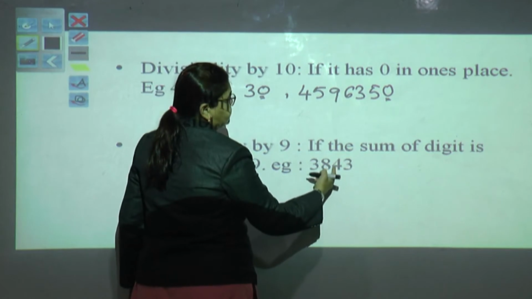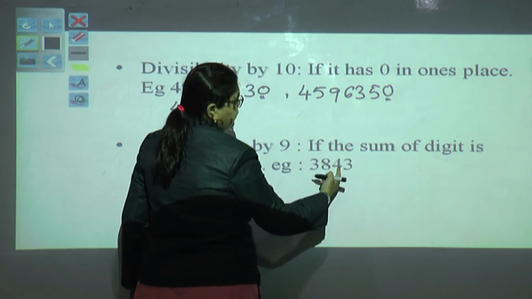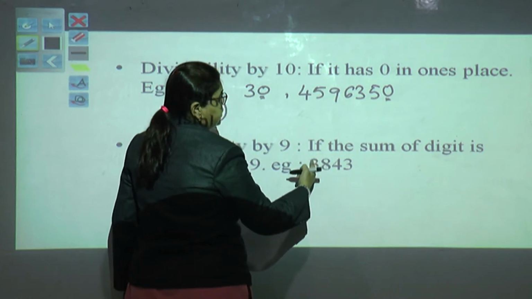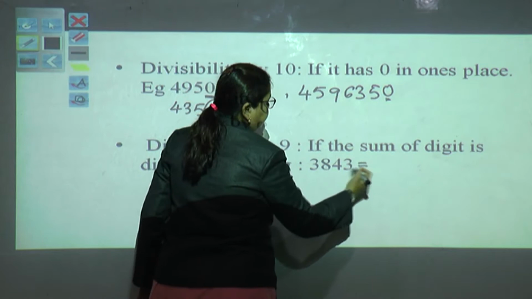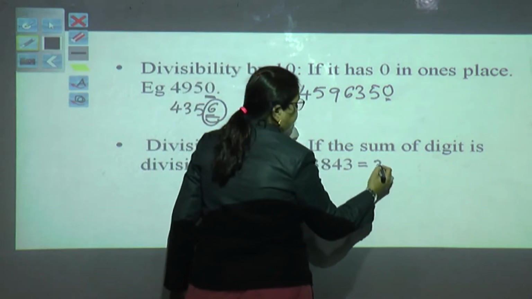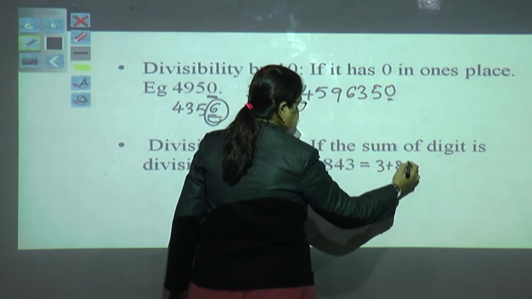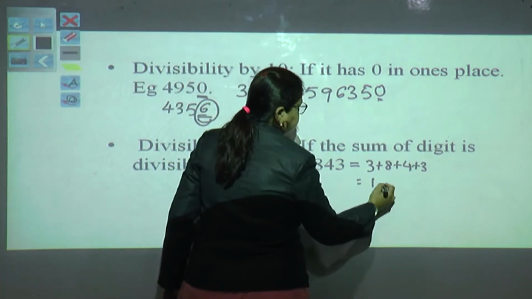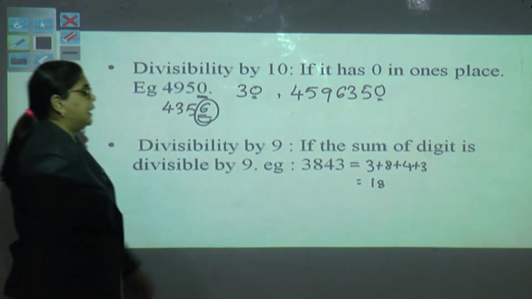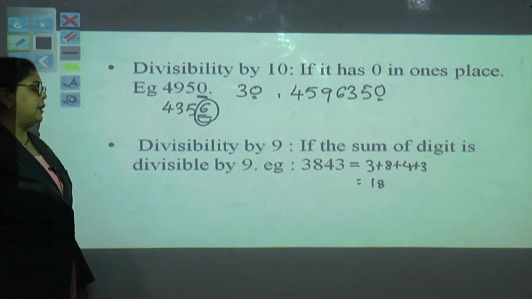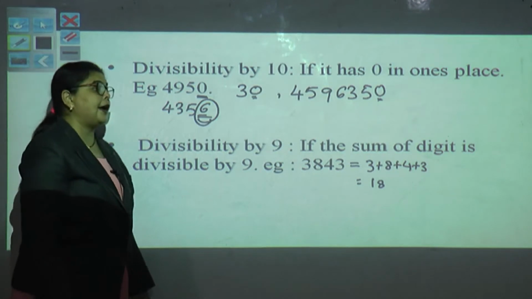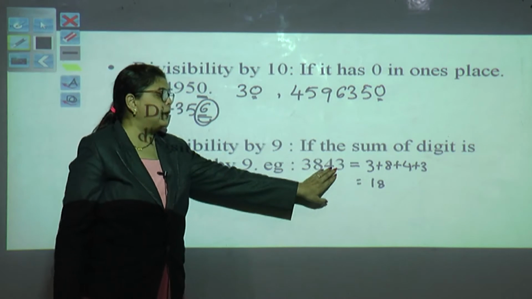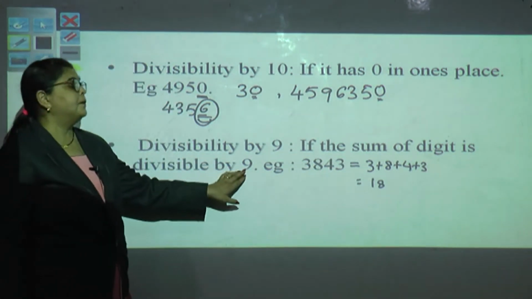One example is given, we will do the sum. What is the sum here? 3 plus 4 is 7, 7 plus 8 is 15, 16, 17 and 18. If you want, you can do it in this way also, 3 plus 8 plus 4 plus 3. The total is 18. Can 18 be divided by 9? Yes, you know 9 twos are 18. So we can say that this number is divisible by 9.